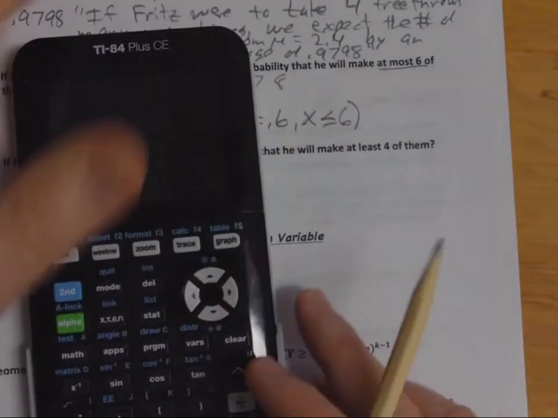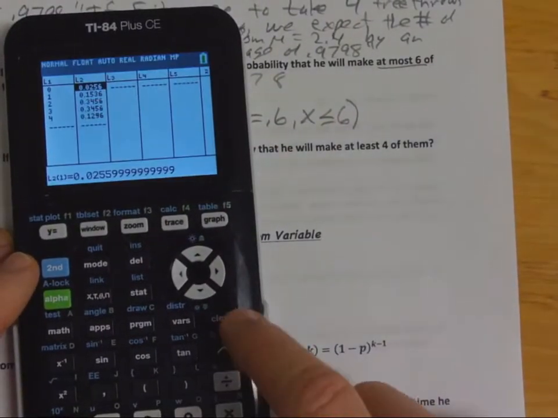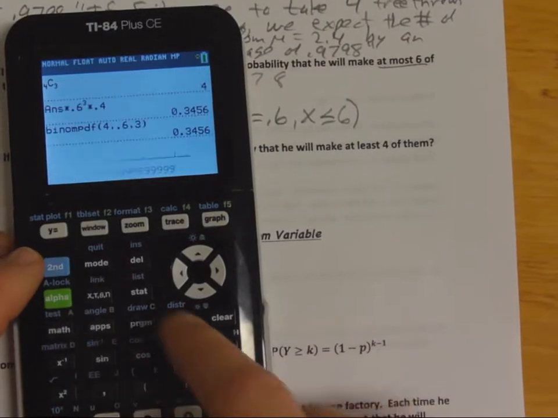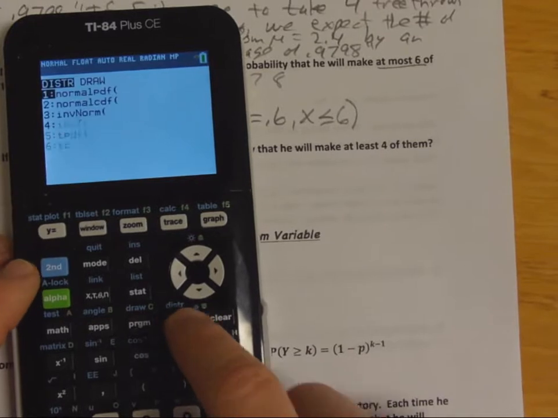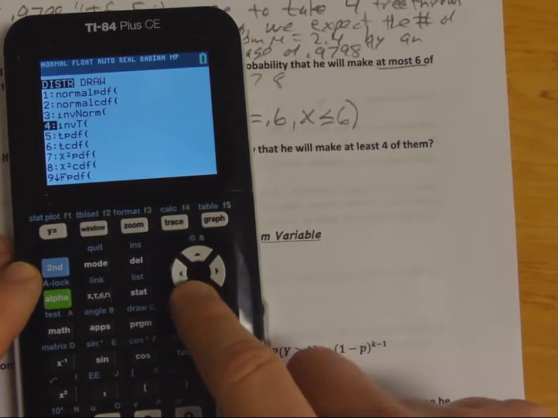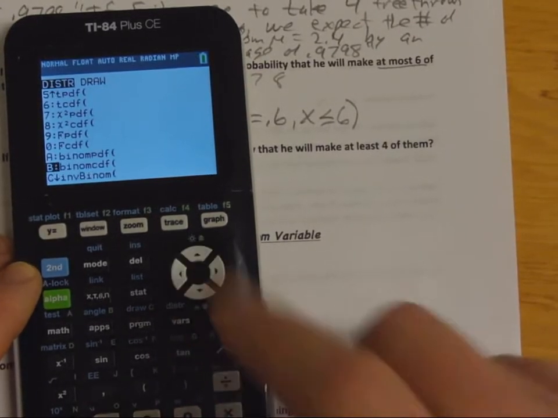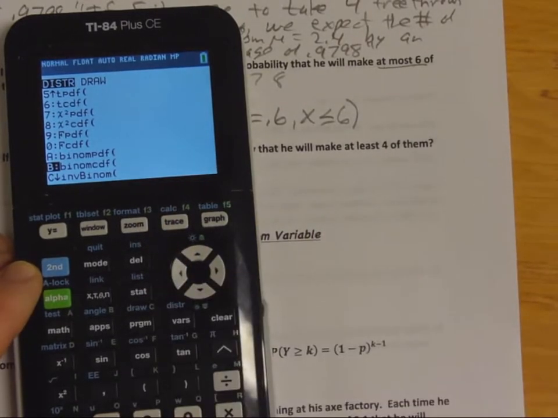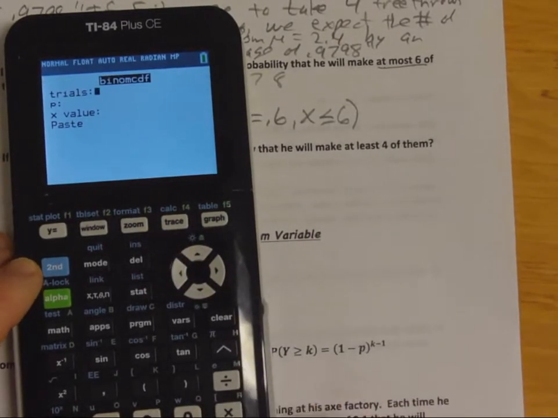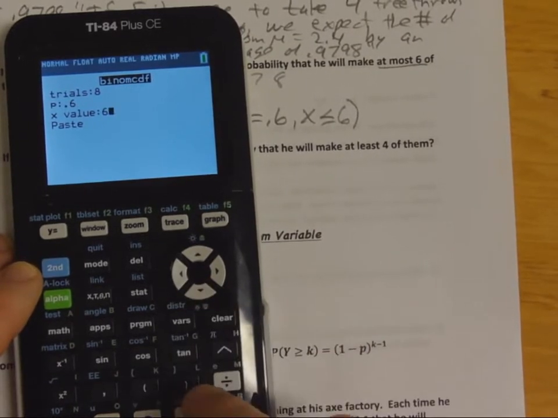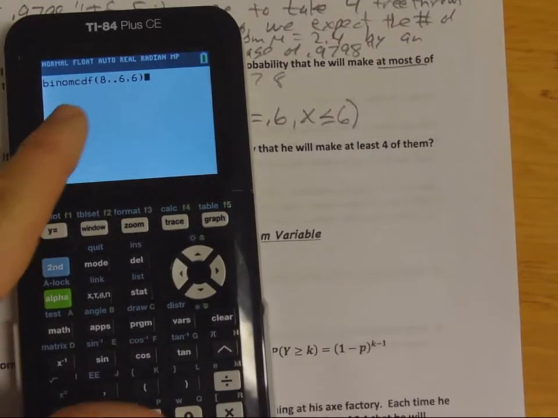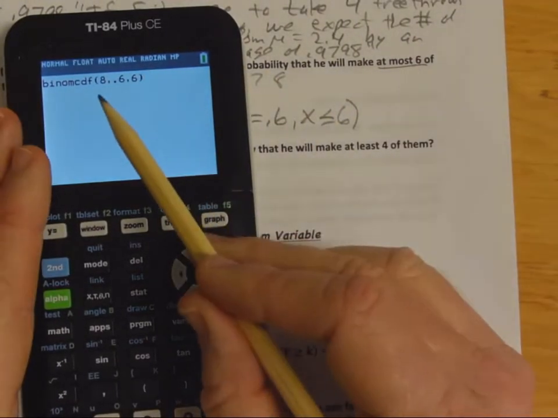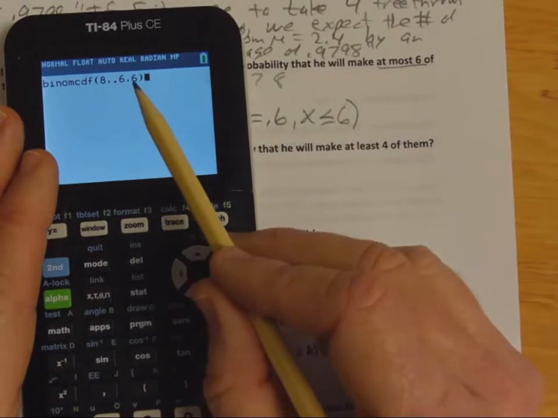And so here's where this is in your calculator. Let me get out of the list. I'll do second quit to get out of the list and just clear this out. Then I'll do second vars, which is distribution, and I scroll all the way down to binomial CDF. Don't get those mixed up, please. So binomial CDF. My number of trials is 8. My probability of success is 0.6. And then my X values, since it's CDF, it's going to go 6 and below, and so I entered it in like that. Some calculators will immediately take you to this screen, by the way, and that's how you would enter it in.